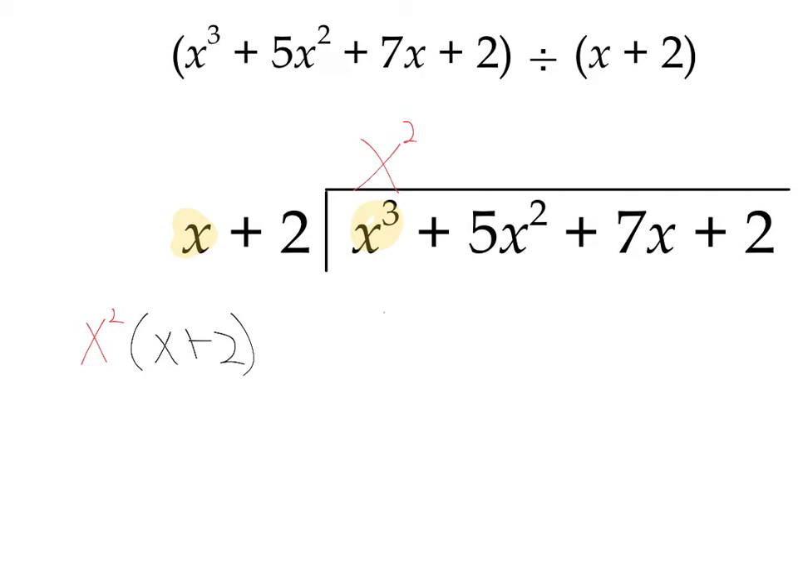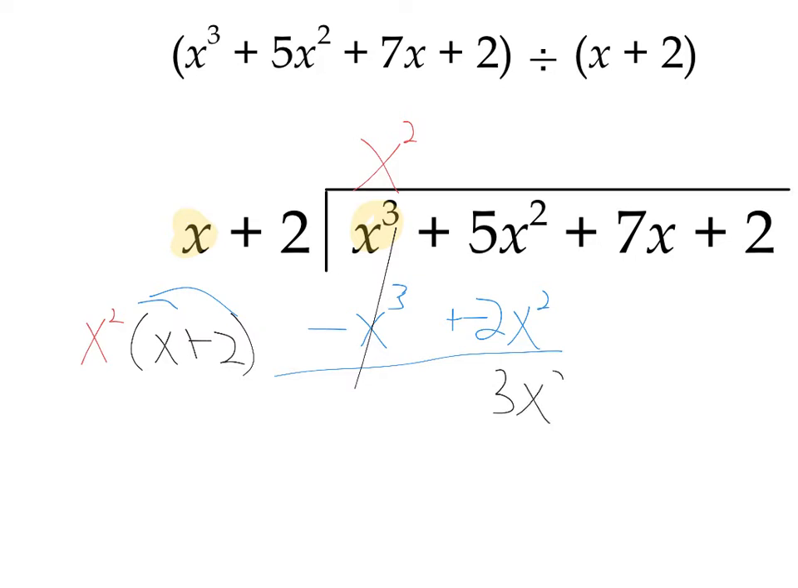In doing so, I'll get x to the third and 2x squared. We want to subtract that away, so everything will become the opposite if we're subtracting. X to the thirds cancel. I've got 5x squared minus 2x squared. That's going to be 3x squared. The 7x, the 2, those just drop down.